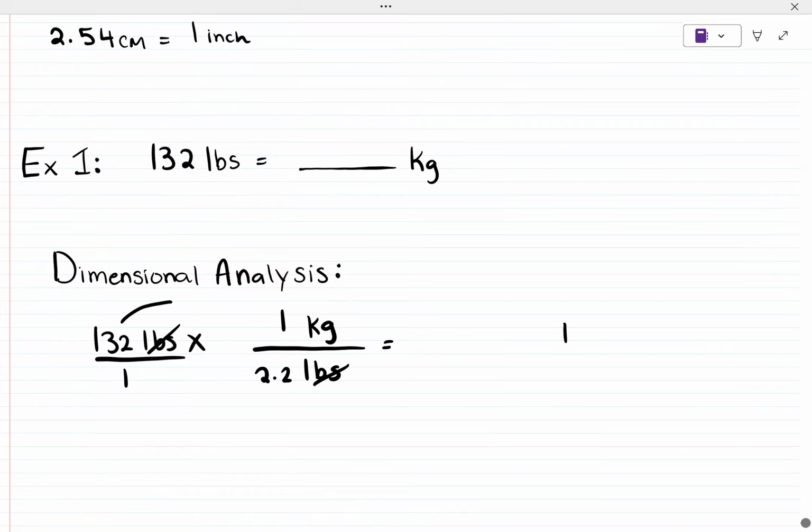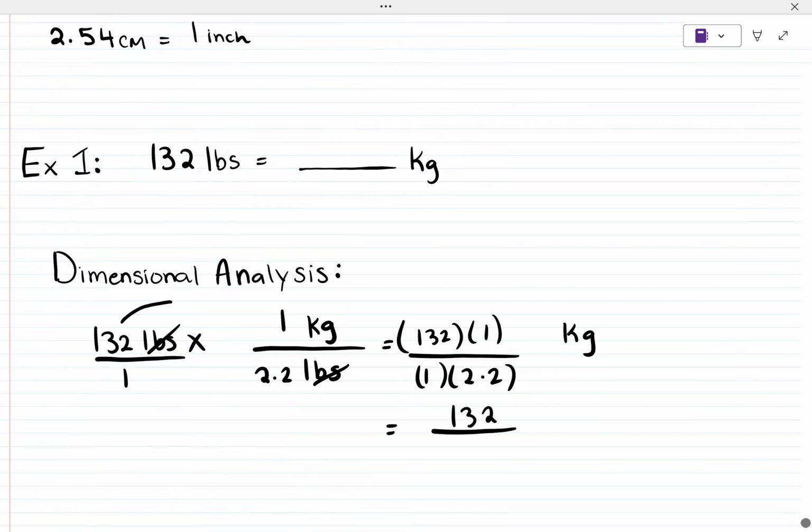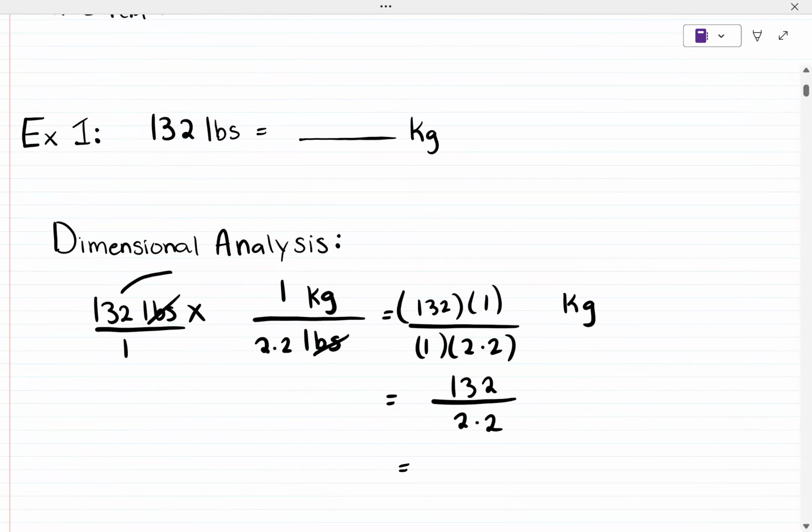It's going to be 132 times 1 on the top, and on the bottom it's 1 times 2.2. When you put it all together, 132 times 1 is 132, and 1 times 2.2 is 2.2. When you put it in the calculator, you get exactly 60 kilograms. And yes, you must include this zero because 60 is not the same thing as 6. That would be wrong.